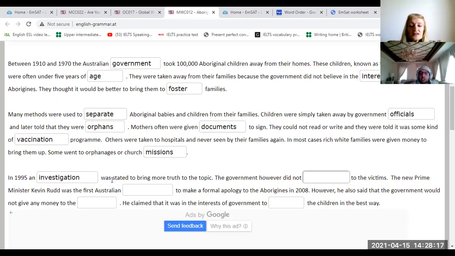In 1990, did not apologize, Miss, to the victims. Well done. Apologize. Yeah, they should do that, shouldn't they? Yeah. The new prime minister.